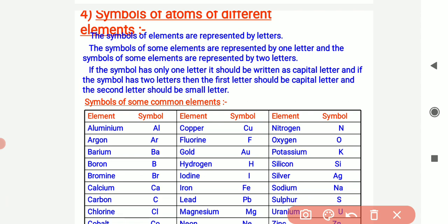Then our second element is argon and its symbol is Ar. Here again A is capital and r is small. Next one is barium, whose symbol is Ba. Next one is boron, whose symbol is only B, not any other letter like Bo. There is no second letter, because the symbols of some elements are represented by only one letter, and the symbols of some elements are represented by two letters.